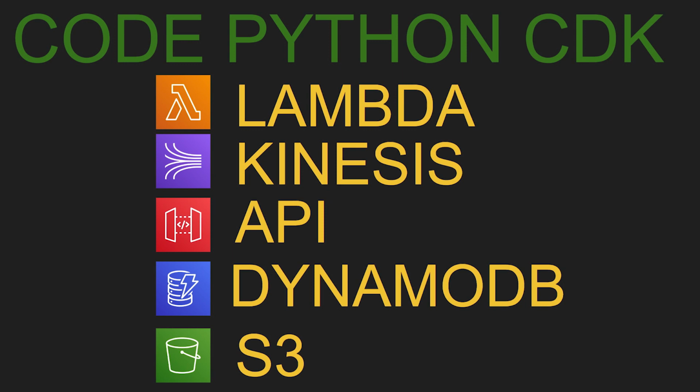In this video, I am going to show you how you can create any resource using Python CDK. As part of the demo, I'm going to create a Lambda, Kinesis, API, Dynamodb table, and S3. At the end of this video, you should be able to create any AWS resources using Python CDK. All right, let's get into it.